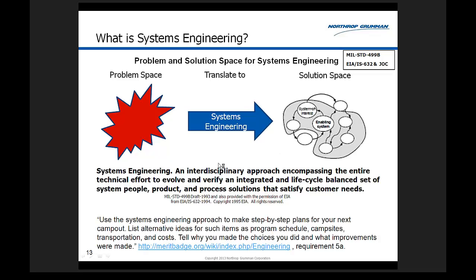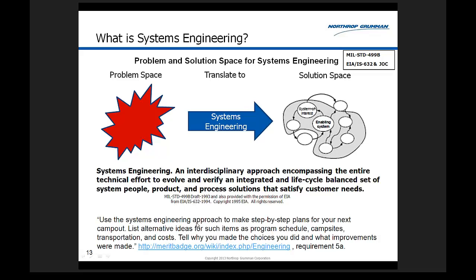The definition here from 499 of systems engineering is that it's an interdisciplinary, multidisciplinary approach encompassing the entire technical effort to evolve and verify a what? An integrated and lifecycle balanced set of what? System, people, product, and process solutions. There are the 3 Ps again, the definition of a system that satisfies customer needs. That's the definition of systems engineering from MIL Standard 499B and the Interim 632 that I like.